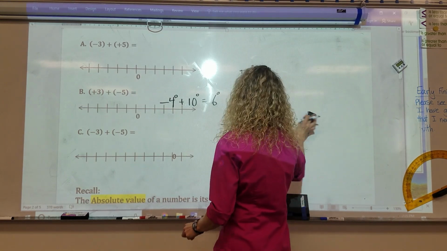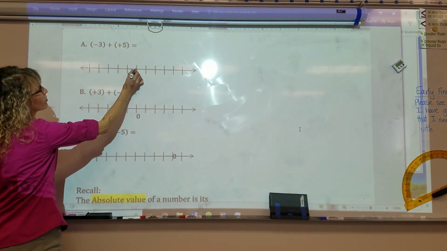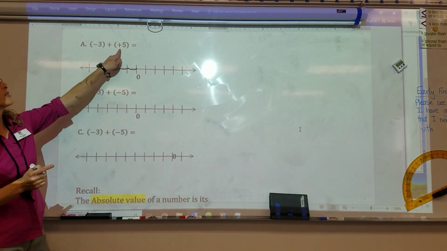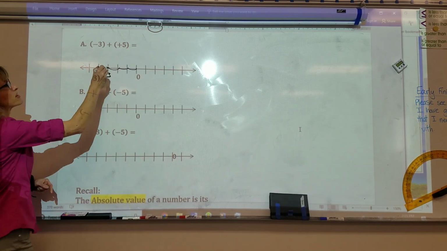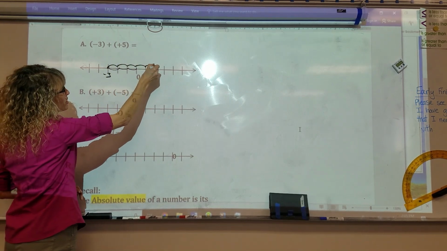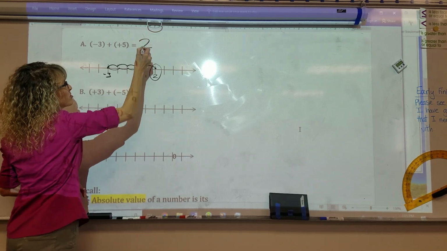All right, let's review the number line. Negative 3: I would go over 1, 2, 3 units. Here's negative 3. Then I'm going to add on a positive 5, so I'm going to go right 5 units: 1, 2, 3, 4, 5. Where am I? There's positive 1, there's positive 2. My answer is positive 2.